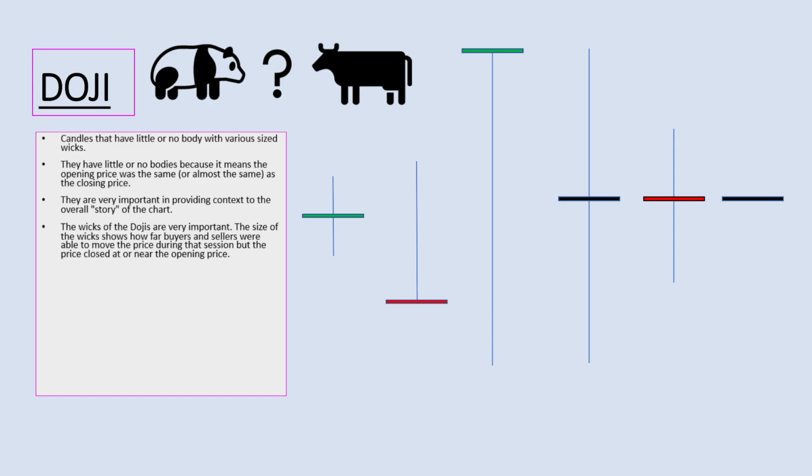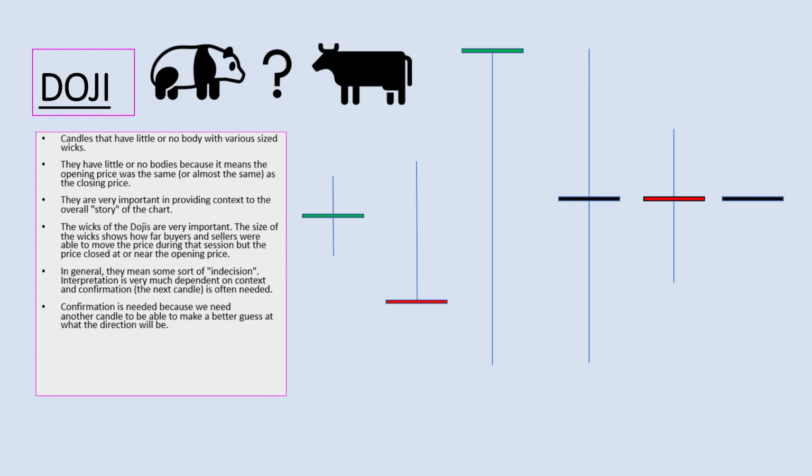The wicks of the dojis are very important, okay? The size of the wicks shows how far the buyers and sellers were able to move the price during the session, but the price closed at or near the opening price, right? Look at this candle over here. Wow, they were able to push it all the way down and then it came back up, right? Or this one over here, they pushed it all the way back up, but then it came back down, okay? In general, they mean some sort of indecision, right? Interpretation is very much dependent on the context, and confirmation, which is the next candle, is often needed, okay? We usually need some kind of confirmation for these dojis. We need it because we need more information, so that we can make a better guess at the direction.